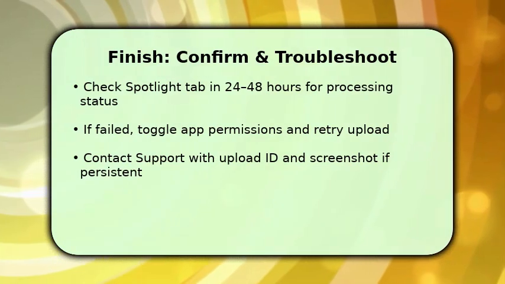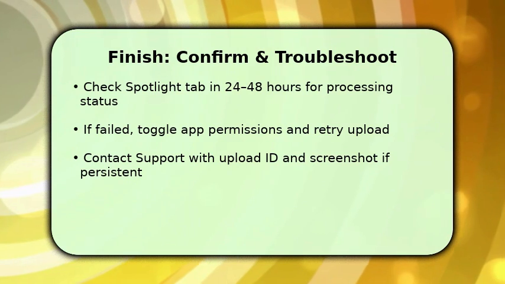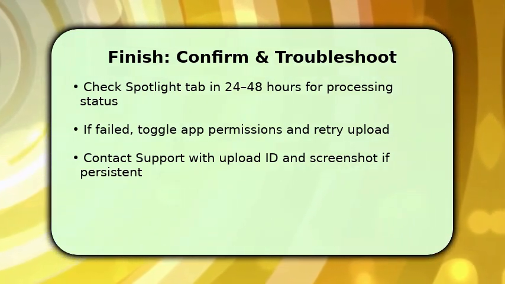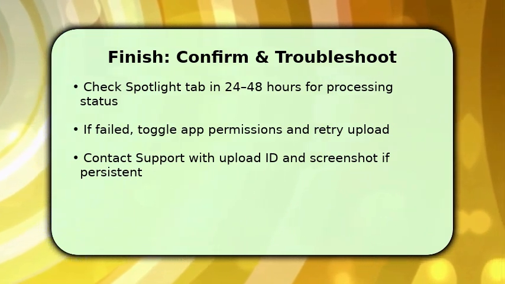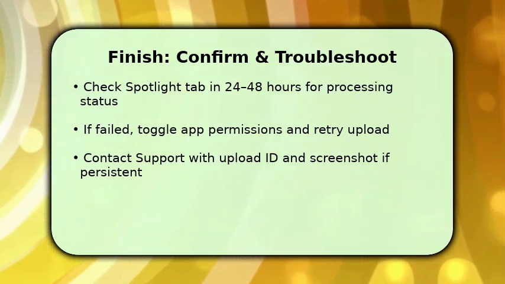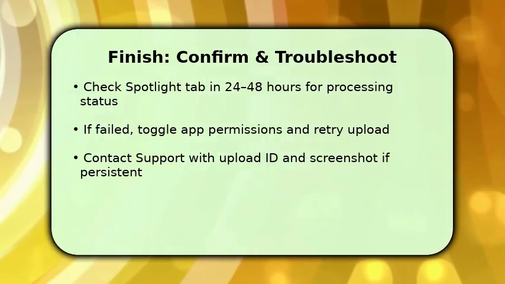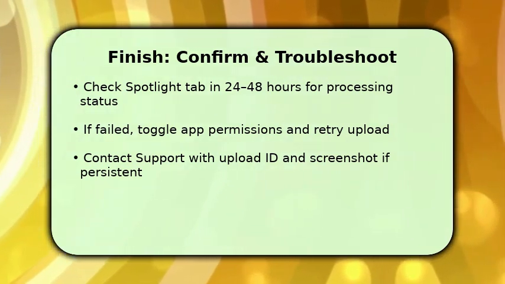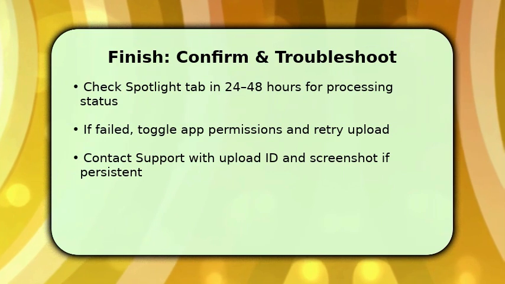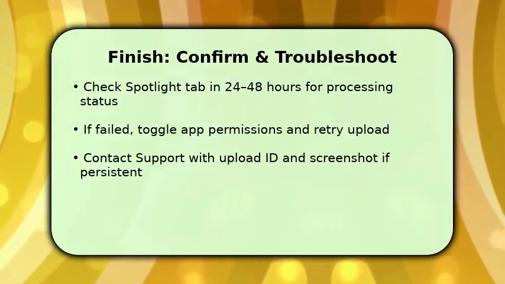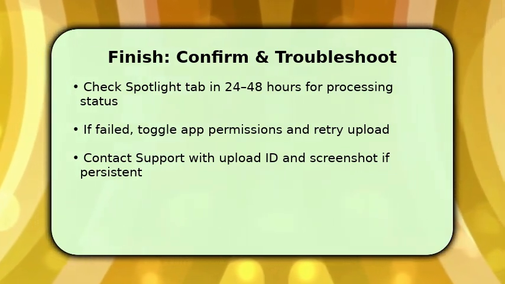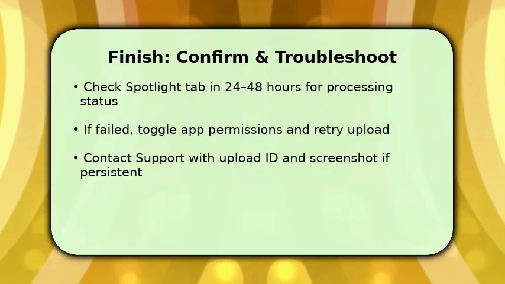Finish by confirming your upload and knowing one strong troubleshooting tip. After you submit, check the Spotlight tab over the next 24 to 48 hours. Processing can be delayed. If it fails, make sure Snapchat has storage and camera permissions enabled, then retry with a newly exported file. Permission issues or corrupted metadata commonly block final processing. If problems persist, capture the upload ID and screenshots and contact Snapchat support so they can trace server logs and resolve account-specific blocks.